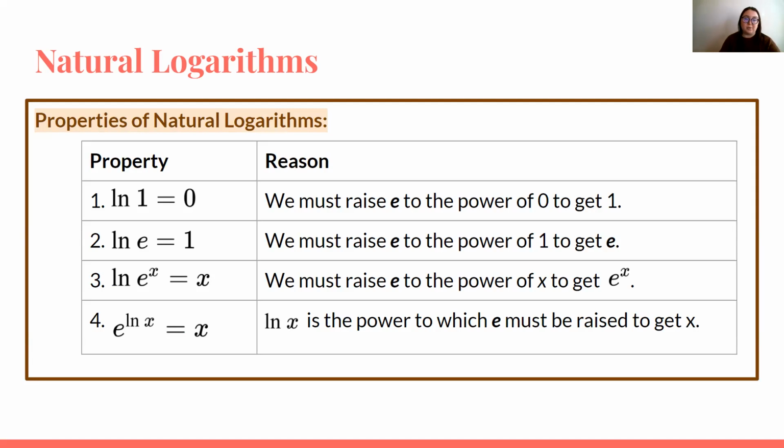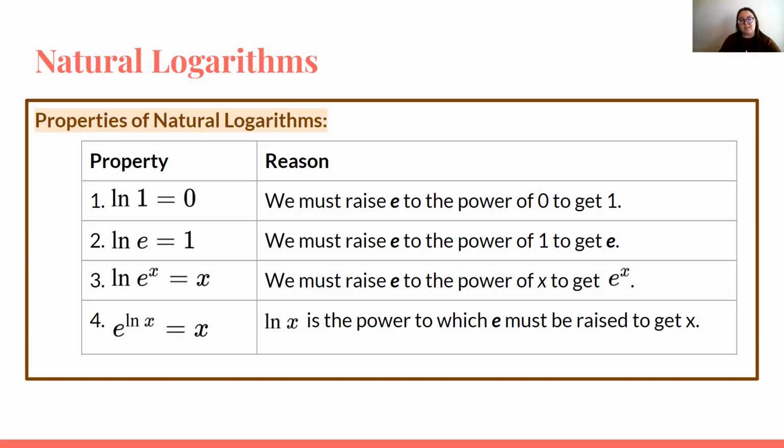Then 3 and 4, just like before, these are those inverse functions. We're plugging one into the other and we get the answer of x. So 3 is taking the natural log of e to the x. 4 is taking e to the x of the natural log.